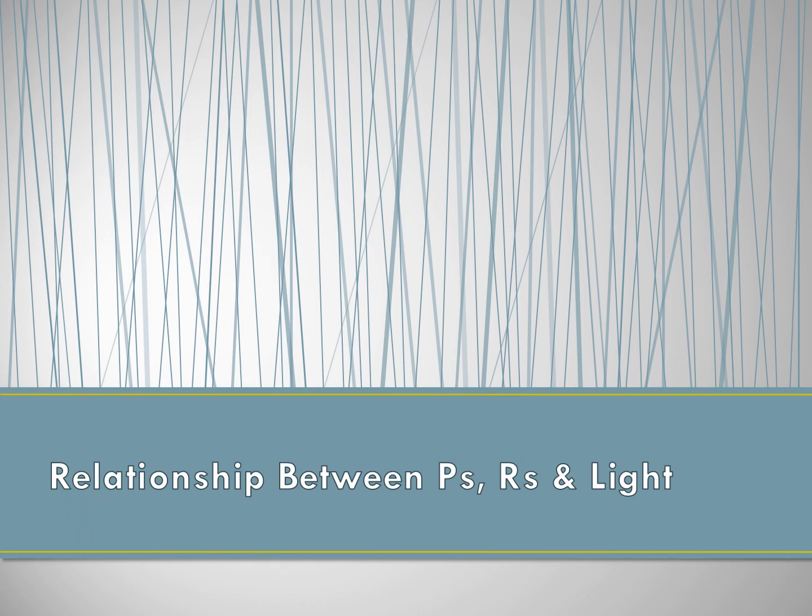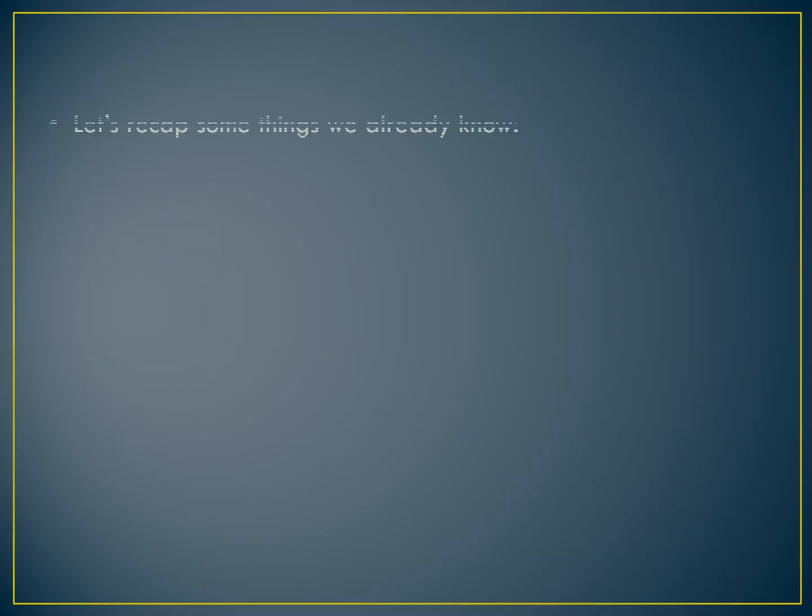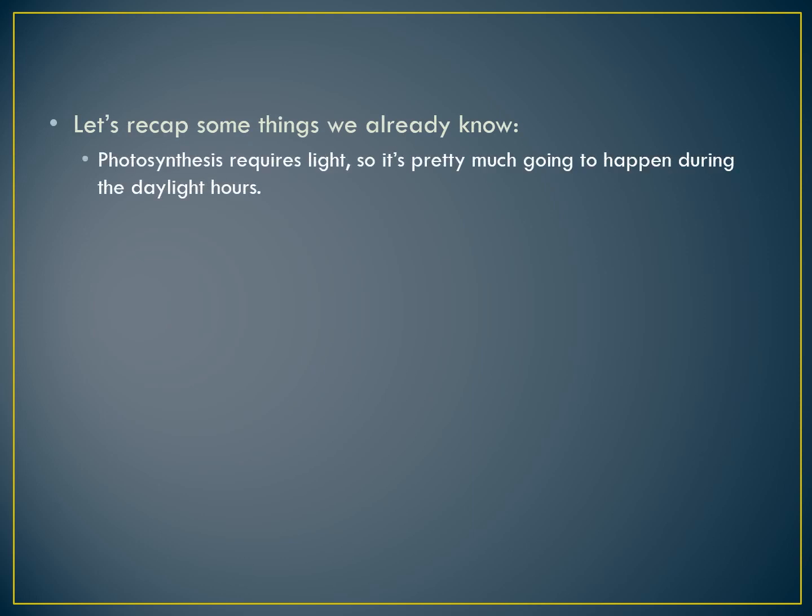Let's look at the relationship between photosynthesis, respiration, and light. Recapping some of the things we already know, photosynthesis requires light, so it's pretty much going to happen during the daylight hours when the sun is shining. Respiration, on the other hand, is occurring 24 hours a day, 7 days a week in all the living cells in a plant.